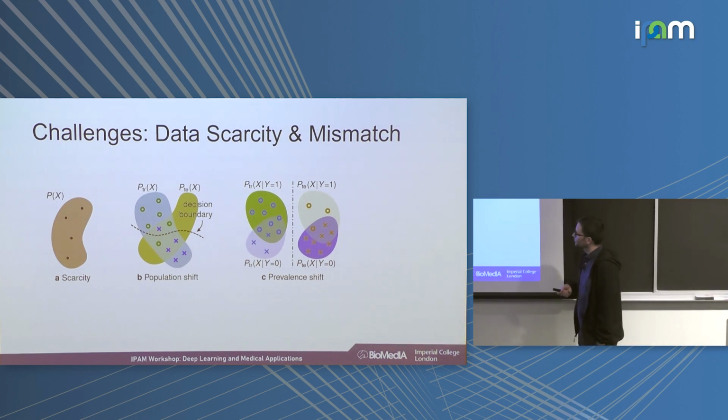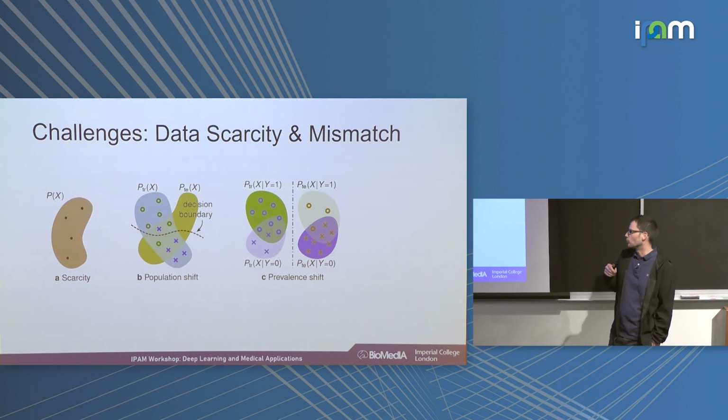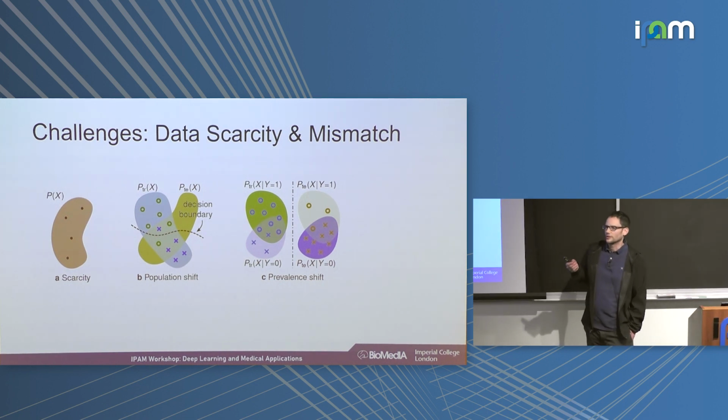There could be other problems. There could be prevalence shift. Quite often, in particular when you do machine learning, you work on a training data set that is well curated and maybe has even been previously collected for some other purpose.